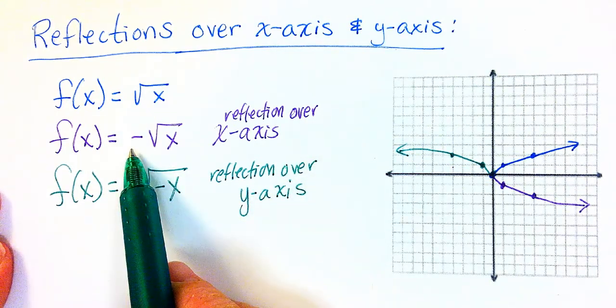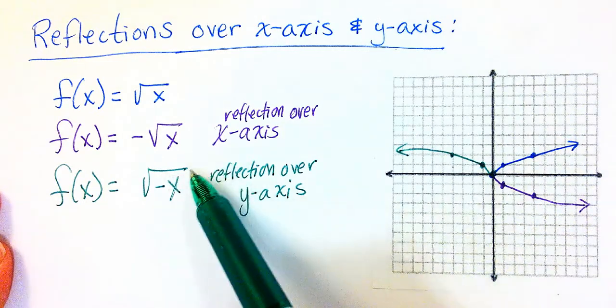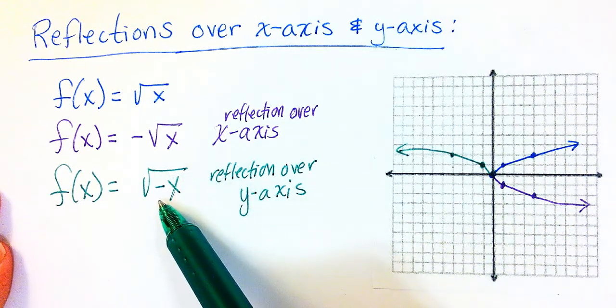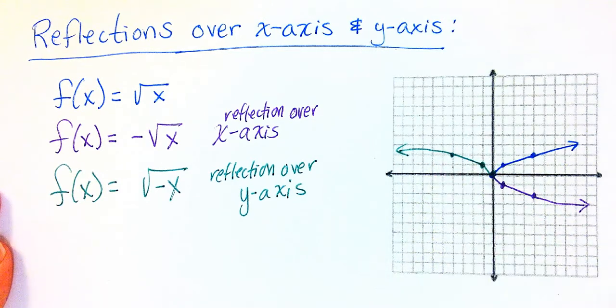So again, if the negative is on the outside in front, it is going to reflect over the x-axis. If the negative is on the inside of the function, it will reflect over the y-axis. And that is how you reflect a parent function over the x and the y-axis.